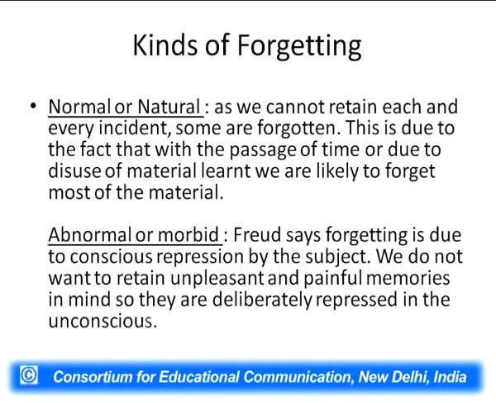So it can be concluded in this reference that there should be a repetition or revision of the learnt material. Now, what are the kinds of forgetting? There are two kinds of forgetting. First is the normal or natural. As we cannot retain each and every incident, some are forgotten. This is due to the passage of time or due to disuse of the material learnt. We are likely to forget most of the material because we have not revised it and there is a big interval, so natural forgetting takes place.